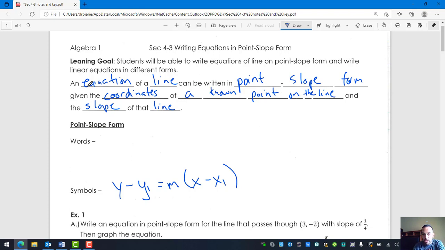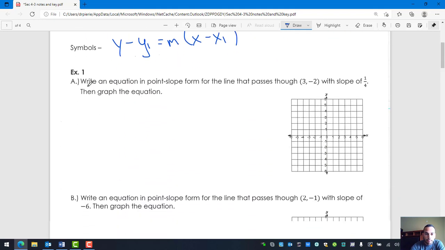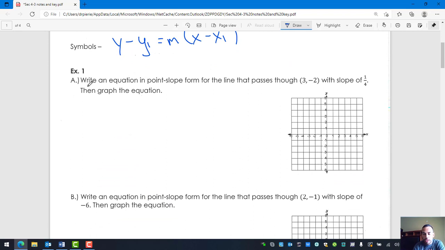So we've already talked about that y-intercept form, that formula most of you guys know at this point, y is equal to mx plus b. All this is down here is a different way to write the equation of a line. If we don't have an intercept, but we have one random point on that line, we're able to write an equation in point slope form. Okay, so let's take an example. It says, write an equation in point slope form for the line that passes through 3 comma negative 2 with a slope of 1/4. Then graph the equation.